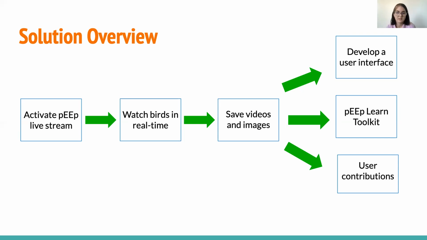Users will also be allowed to access our PEEP Learn toolkit, which is an AI model that predicts the species of a bird given a bird image. Along with accessing the PEEP Learn toolkit, users will be able to contribute their images to help improve our model. Now that we understand the problem and the solution, I will further discuss the major requirements we have come up with.